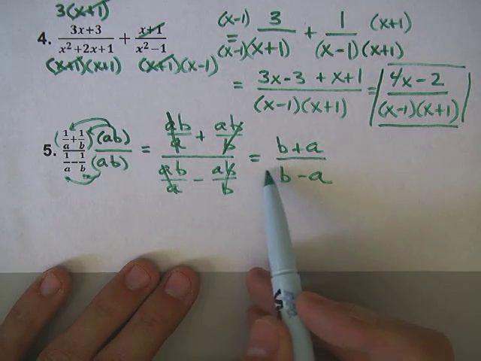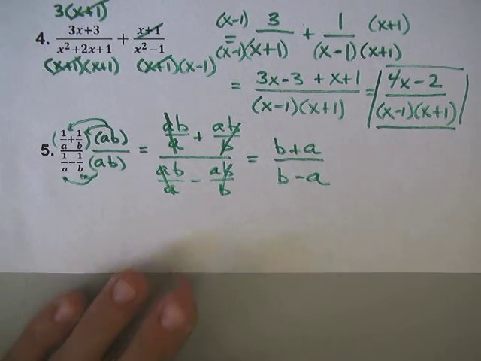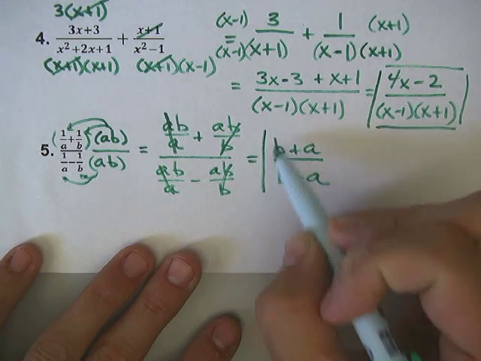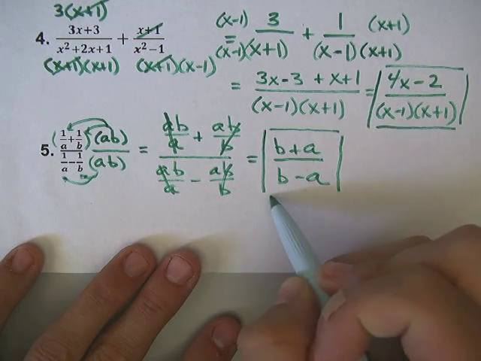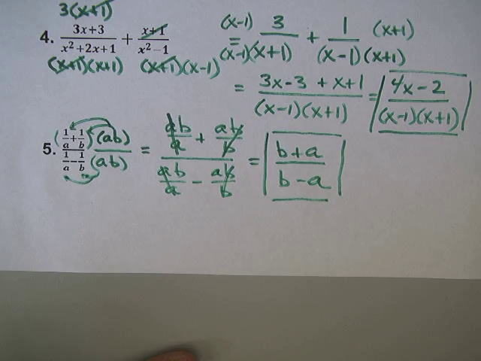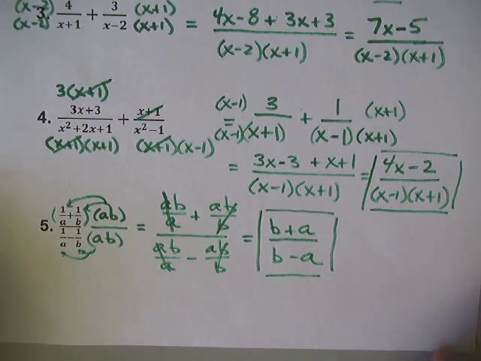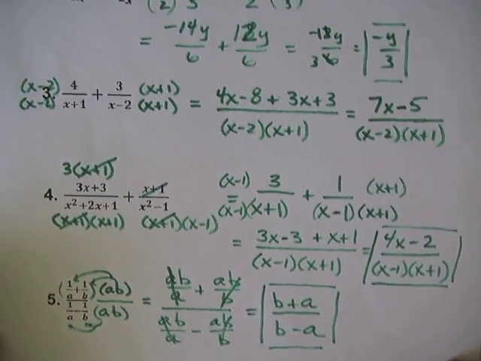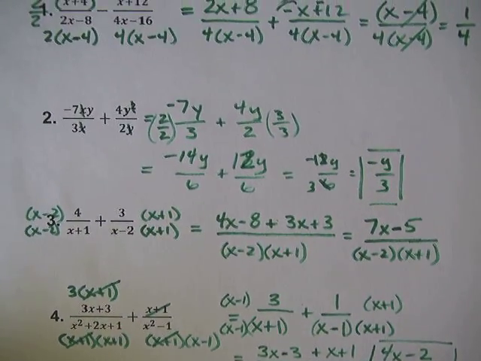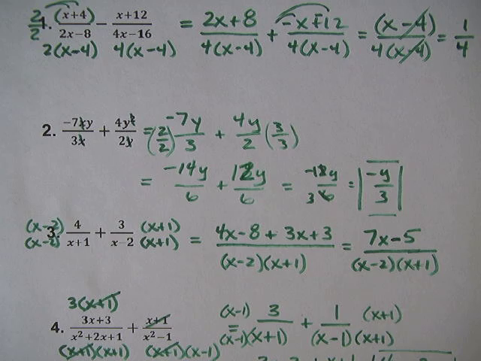Well, now that I got to that point, is there anything else I can do? Can I cancel out the b's or the a's? No, because they're both terms. Are these opposites of each other where they would reduce to negative 1? No. If this said negative b right here minus a, then they'd be opposites. So you're actually done at this point. So a problem that looked fairly complicated to begin with, not that complex.